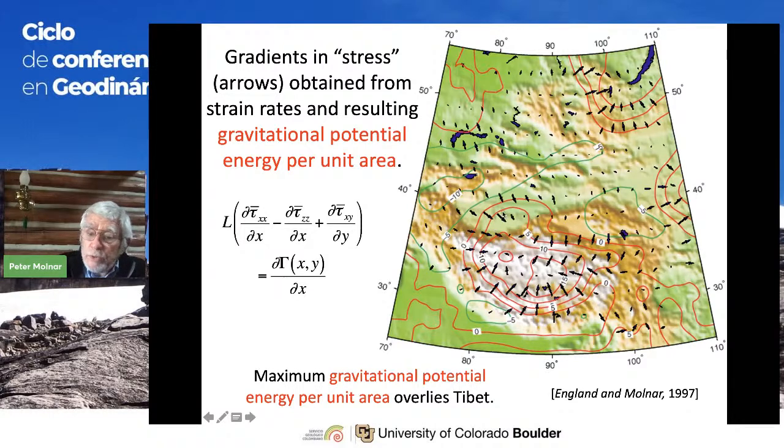You can argue, well, what's this? Why do these bend around? Well, there are imperfections. It's not yet perfect by any means. But the point is that the gradients in the strain rates, which then lead to gradients in stresses, match the gradients in the potential energy, and the potential energy is high where it should be high.